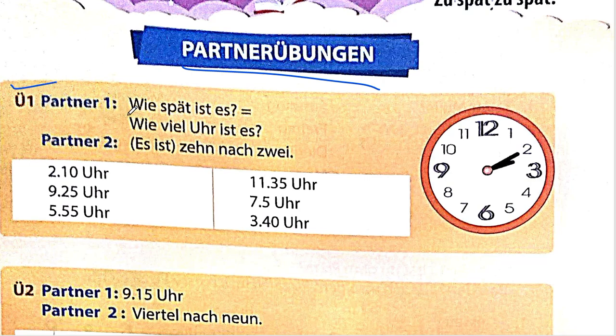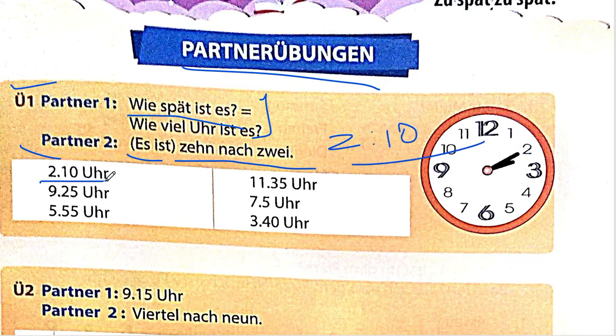Partner 1 asks, wie spät ist es or wie viel Uhr ist es? You can learn any of these, but the meaning is the same. So partner 2 should answer, es ist 10 nach 2. What does 10 nach 2 mean? Nach, we know, is after. So 2 is 2 and 10 is 10. So 2:10 is the answer. Okay, so 2:10 we have already done in the first part here.